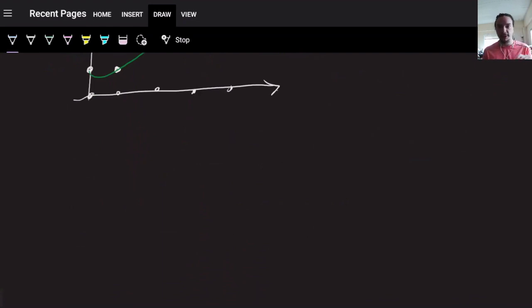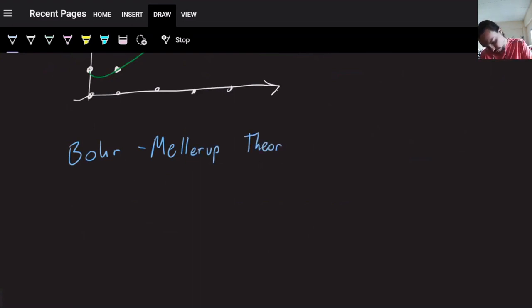So I'm going to introduce a theorem that we're not going to prove, but it's an interesting theorem that you can go check out if you like, called the Bohr-Mellerup theorem. And what does this theorem say? It says that of all the possible ways that you could extend the factorial function, there's only one way that is actually really good. And that's the gamma function.